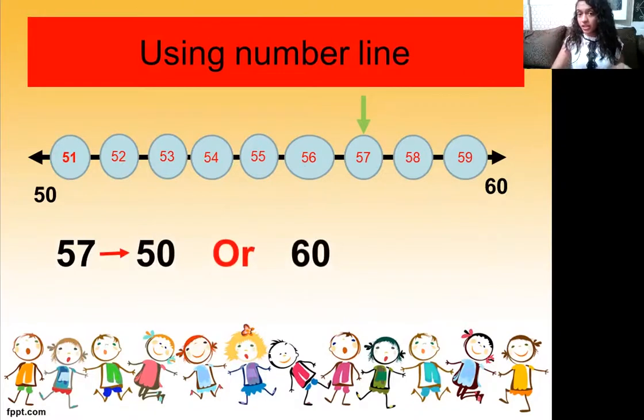Like we said here, 3 steps to reach what? To reach 60, and 7 steps to reach 50. So of course it's closest to 60. I'm so proud of you guys.